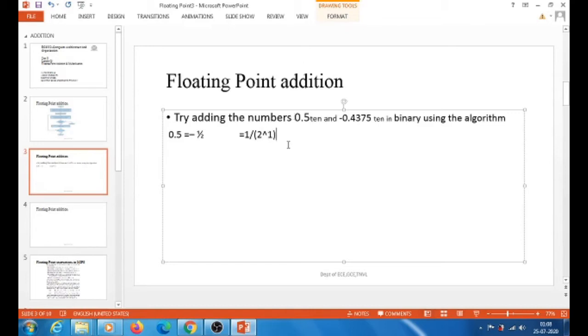The number of bits that should lie to the right of the decimal point should be 1. So 0.5 in base 10 can be represented in binary form as 0.1, because of 2 power 1. 2 power 1 means we need to take only one digit to the right of the decimal point. So this is 0.1 in base 2, and this 0.1 in turn can be represented as 0.1 times 2 power 0.